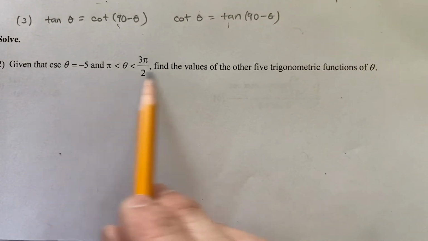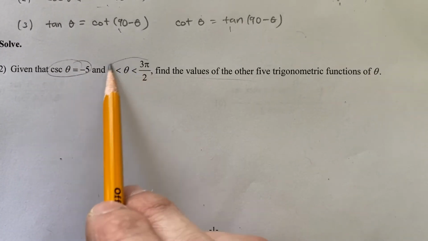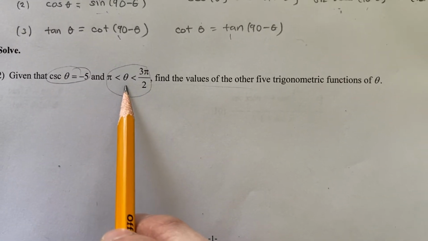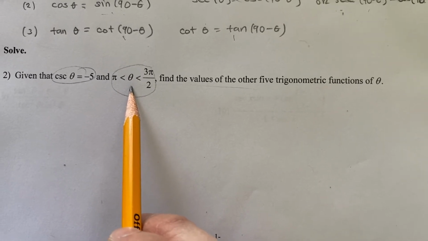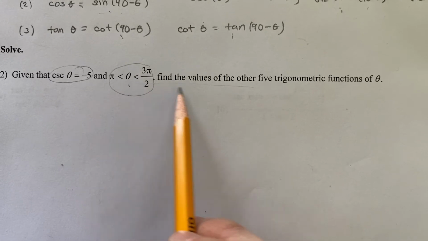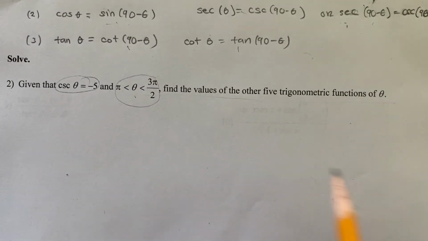Okay, so this is just a review problem, right? You're given one trig ratio. You're told basically what angle your theta is in, or what quadrant it is in, and you're asked to find the other 5 trig functions of theta. Okay, so this is again review, right?